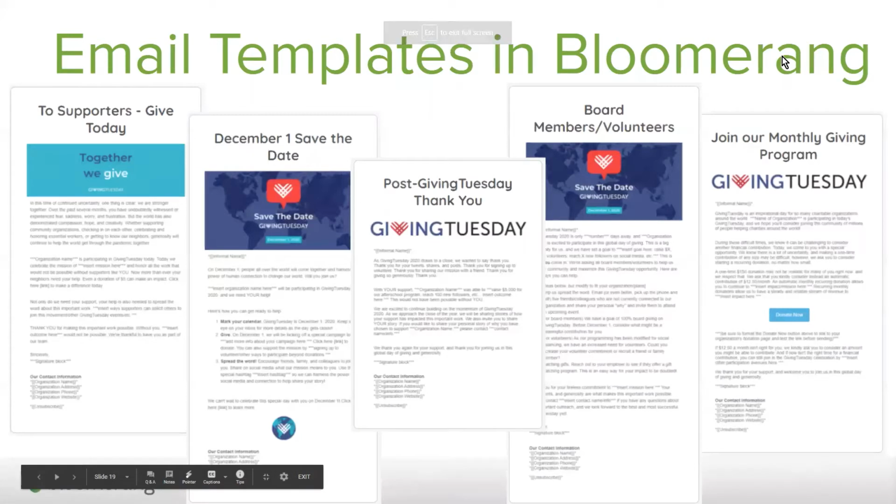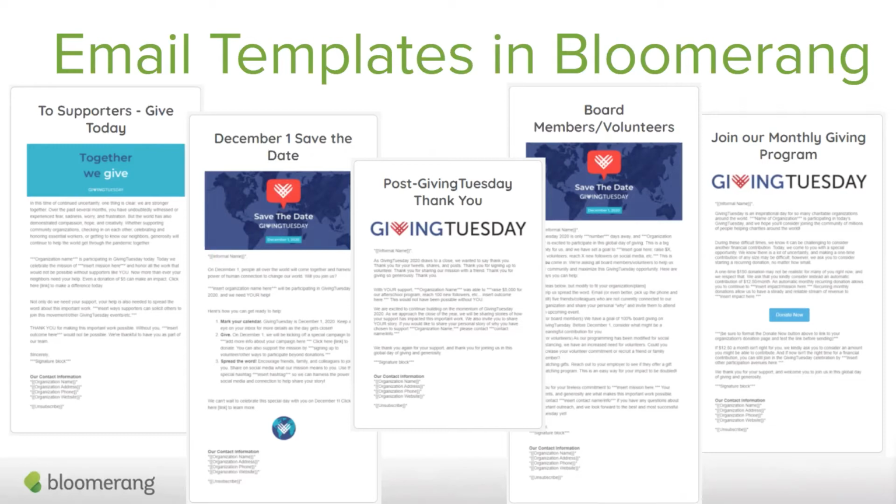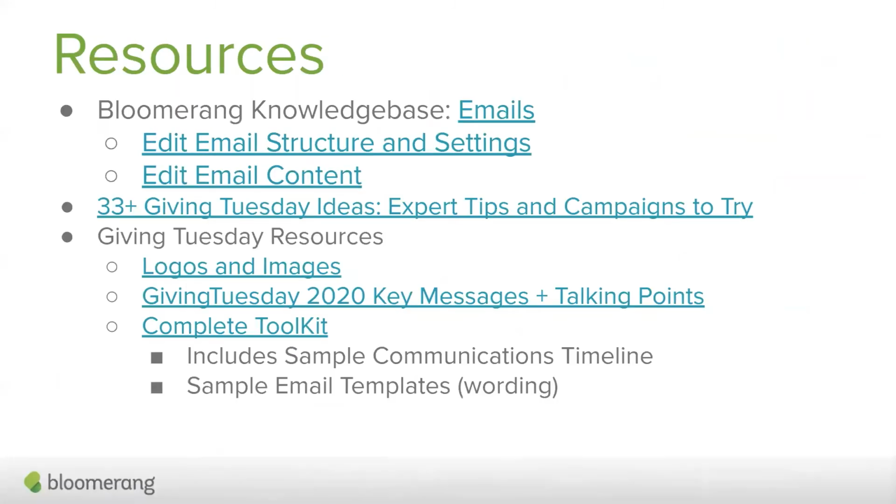Another thing we're going to see in Bloomerang is we have some new email templates available. Just for Giving Tuesday, you can see we have 5 right here that walk through different scenarios of Giving Tuesday. So one to send to supporters, a save the date, a post-giving thank you, as well as one that might go towards board members or volunteers, as well as a monthly giving template. All of these have some text that has been added into them to help you jumpstart your message and maybe give you some helpful tips on what to write to your audience.